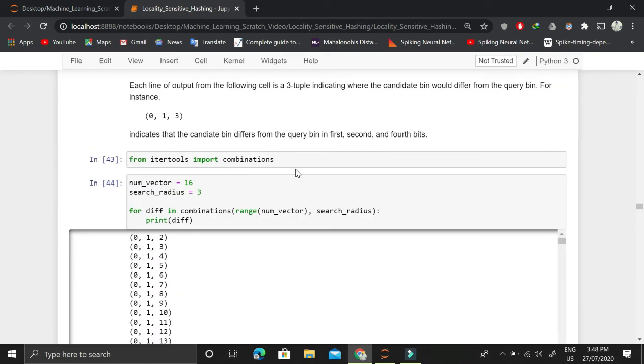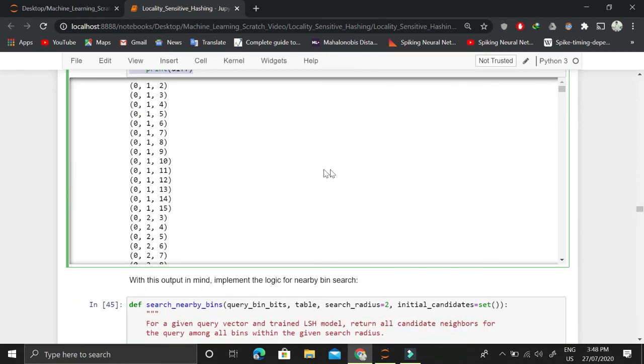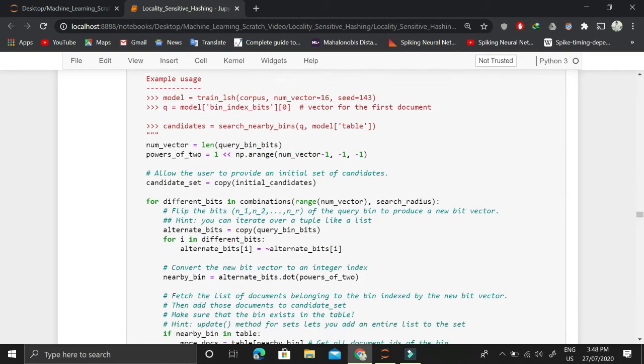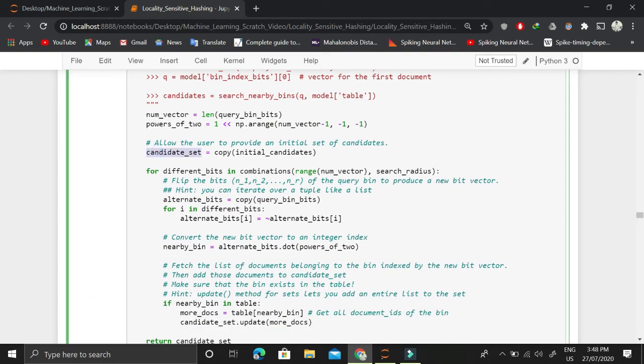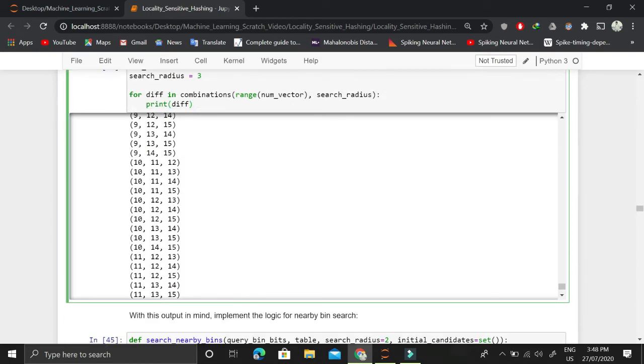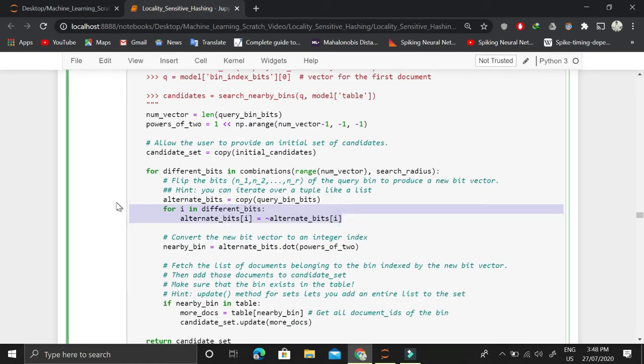And how do we do it? As I've already explained, we will make use of these combinations. Suppose we have a search radius of 3, and again we are using 16 random vectors. First of all, we will create these different combinations. In the nearby search bin, we have this candidate set initially, and for each of these different combination bits, we will flip the bit of the query bin, and then we will take a dot product with the power of 2 to get the integer number for the binary representation of the bin.